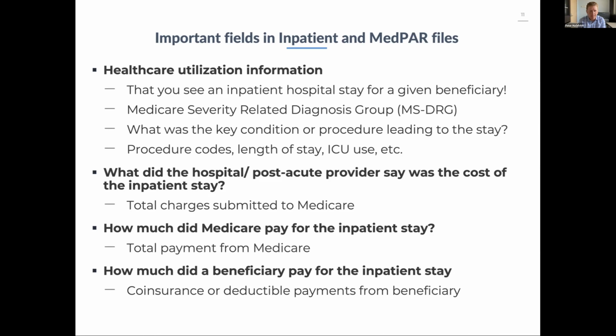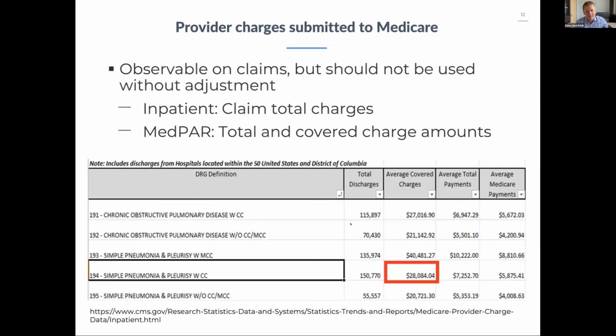And so then beyond the utilization information, you can see the cost of the hospital admission or post-acute care stay for the provider and for Medicare and the beneficiary. So we can dive into that in a bit more detail. So the first information here is the provider charges.